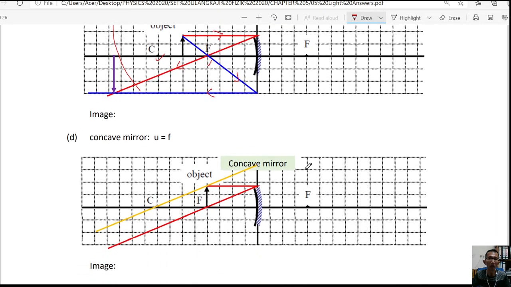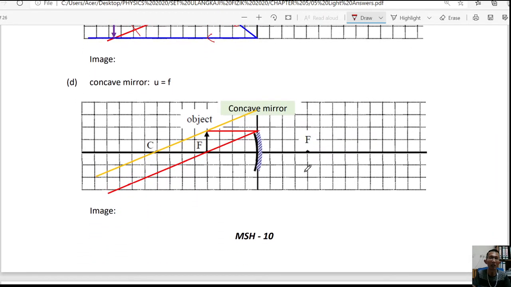Okay, we move on to the next one. Now I put my object distance equal to my focal length. It's at my focal point. Again, if I complete my circle, you are going to use this C and this F. First I draw a line parallel to my principal axis, and what happens to that line? It will be reflected passing through my focal point. So this is my reflected ray.